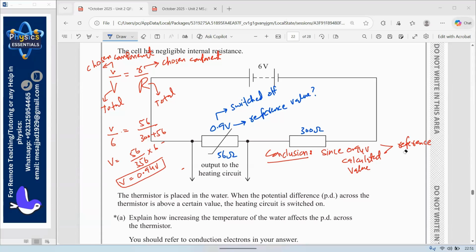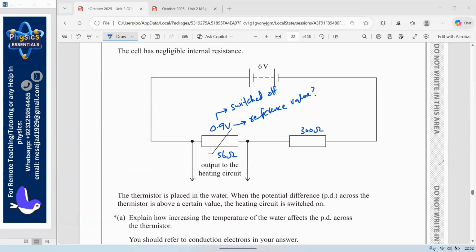They have said that if the value of the voltage reaches 0.9, then it will switch off. Since it is greater than the required turning off voltage, we'll say the heater will not switch off. Got it? Hope you understand that.